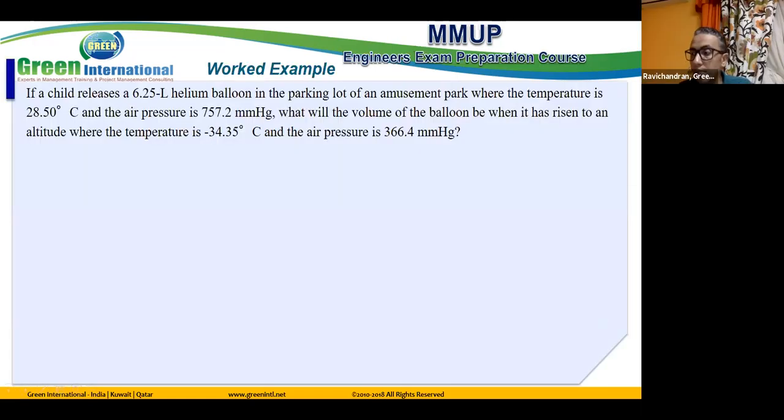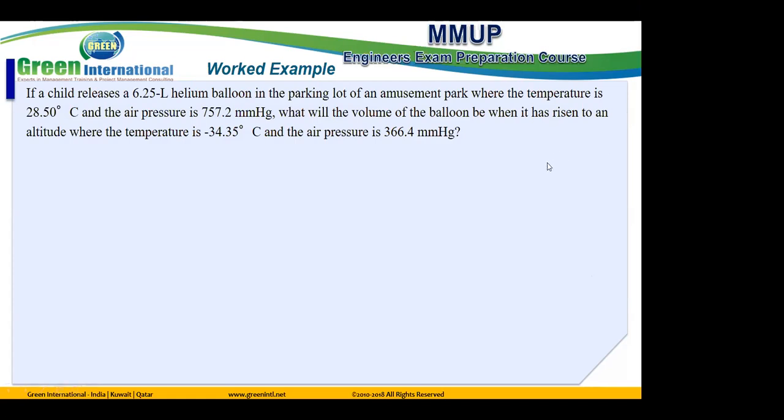Read this first also. Finish reading? Yes. This one is what question?